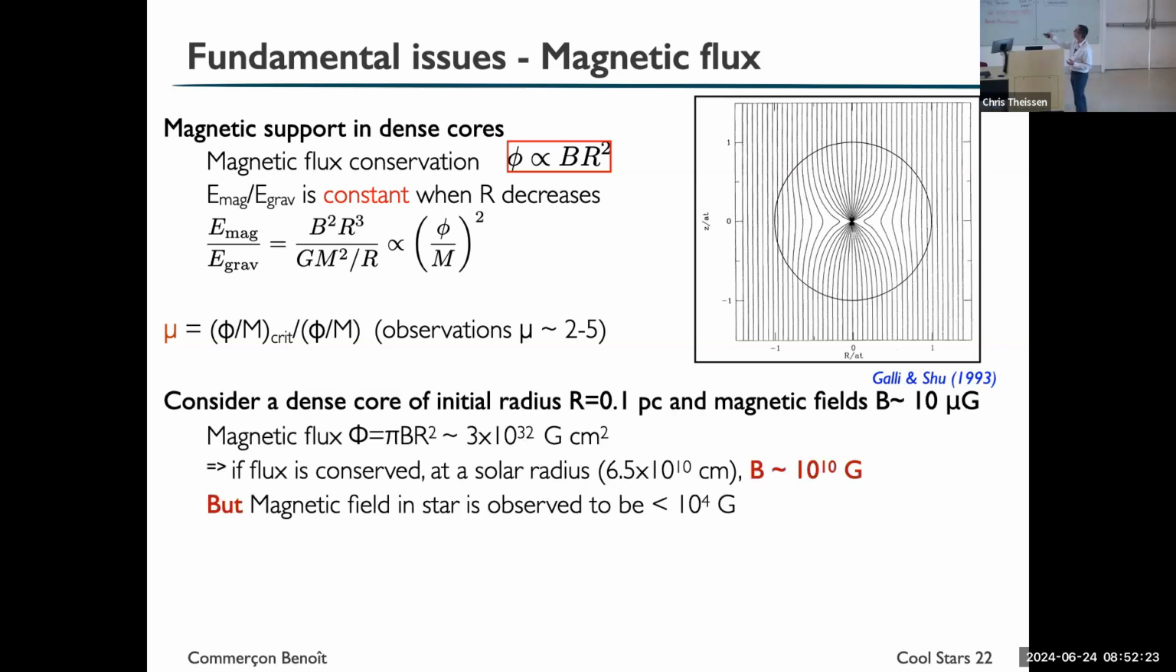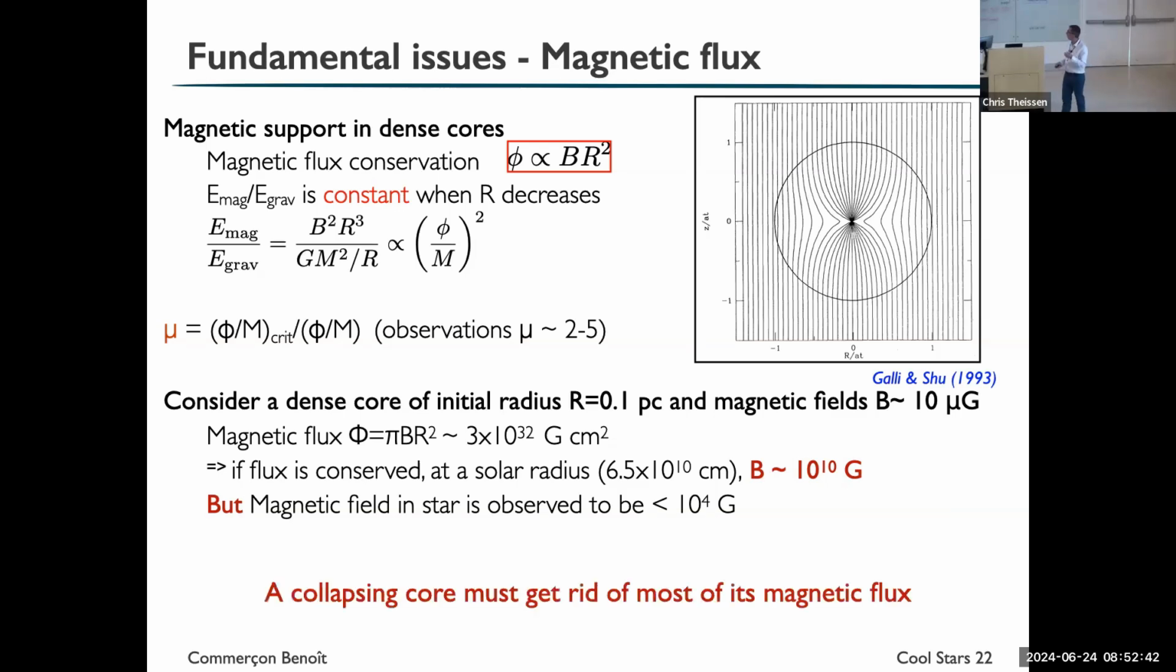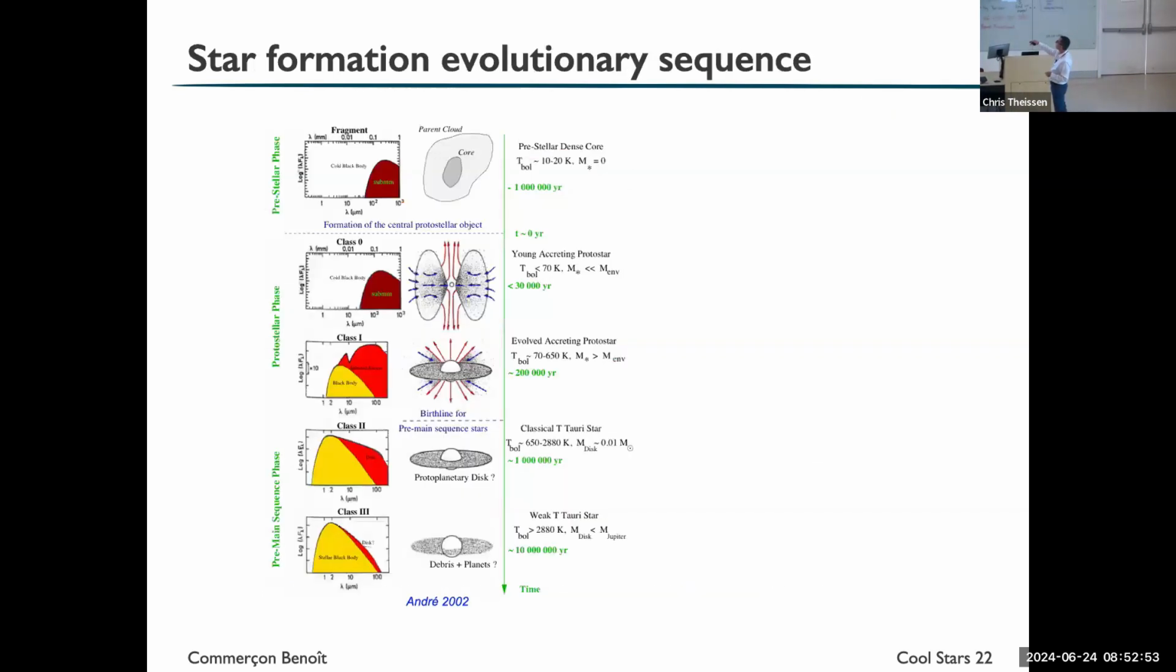Now, let's assume that magnetic flux is conserved. We take a typical value of the magnetic field in the ISM, a few microgauss, and we compute what the magnetic field will be in a star. We end up with a magnetic field of 10^10 Gauss. This is not what is observed. We observe a much weaker magnetic field. So as for angular momentum, a collapsing core must get rid of most of its magnetic flux. This is the second problem we have to face. I will try to show you how we can solve these problems today with our current capabilities.